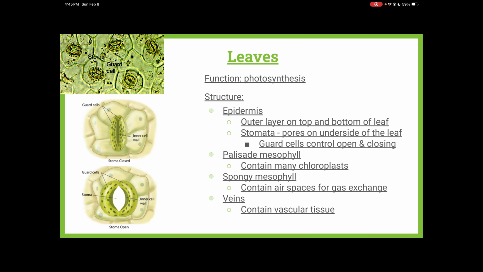All right, leaves. We know that they do photosynthesis. They have an epidermis, like we saw, an outer layer on the top and the bottom of the leaf. They have stomata, holes or pores on the underside of the leaf mostly, and they have these guard cells. When the guard cells fill up with water, they kind of inflate, and you can see that bottom left picture, they open when they're inflated.